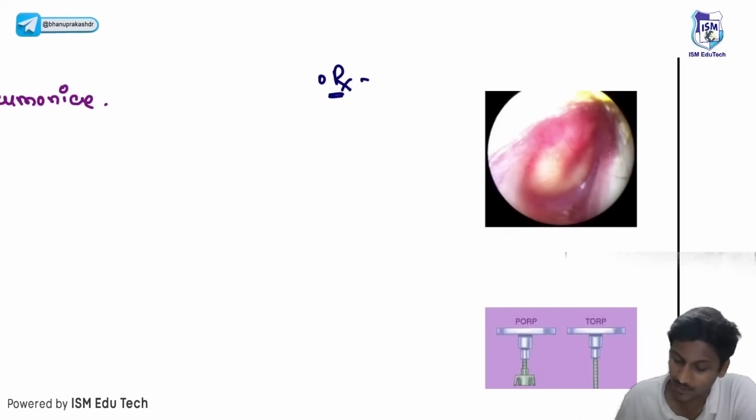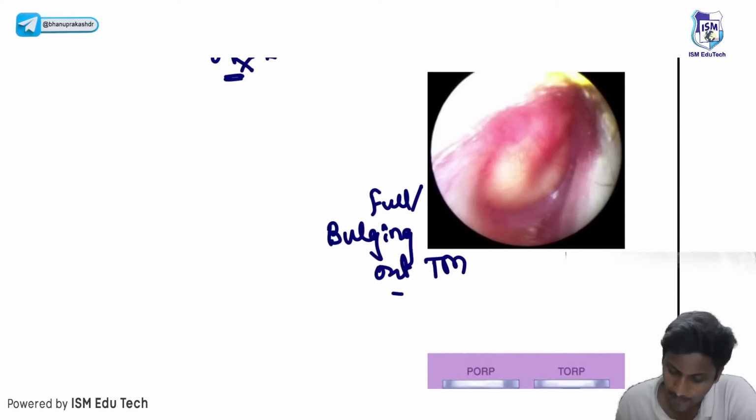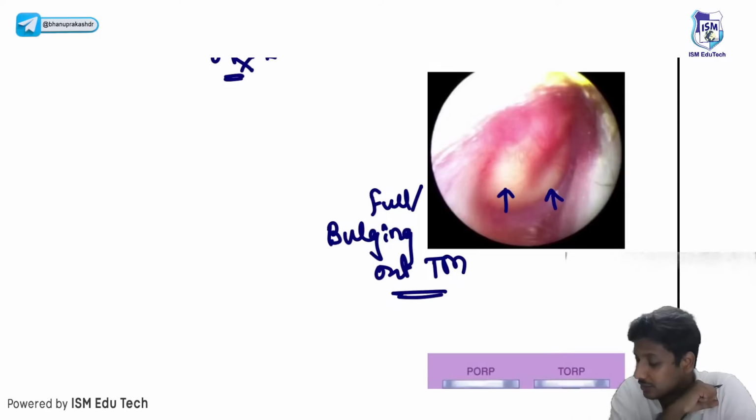So please remember, what is the basic difference over here? Here you can see it is a full or a bulging out tympanic membrane. Why is there a full or bulging out tympanic membrane? Because there is a lot of pus behind the tympanic membrane. You can see now all of this is pus, and there will be a risk of rupture now.